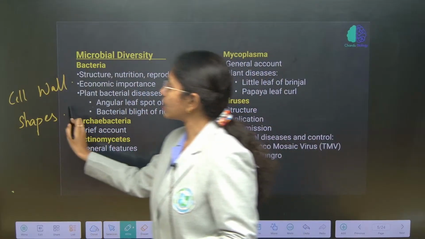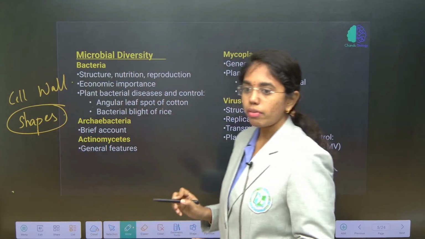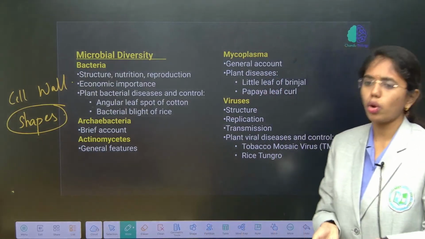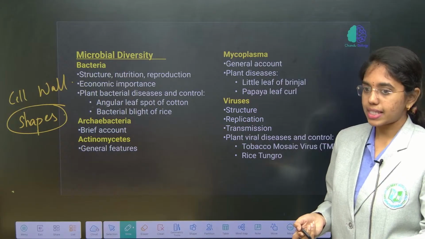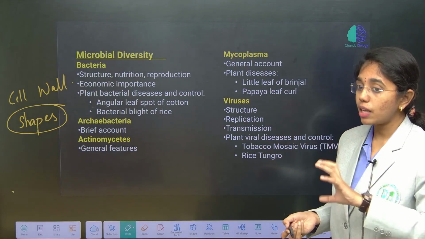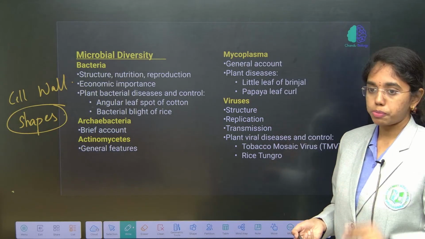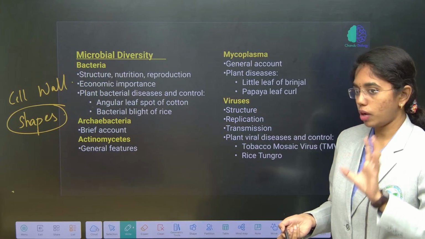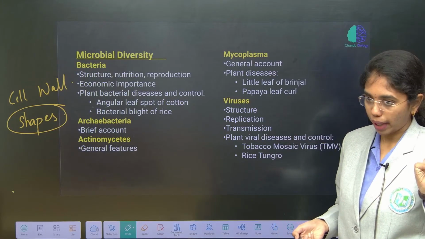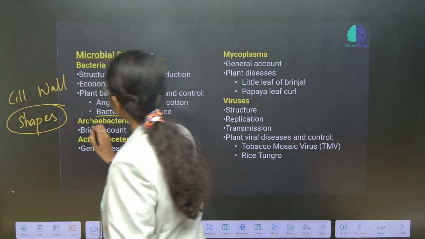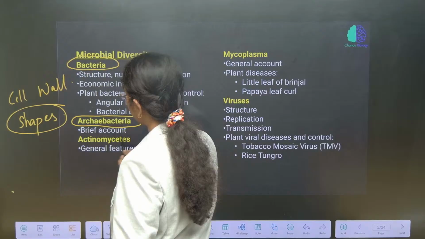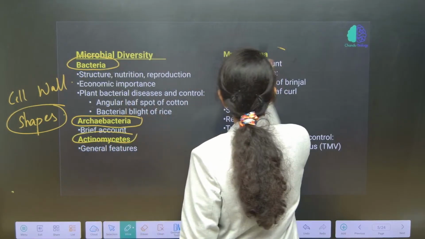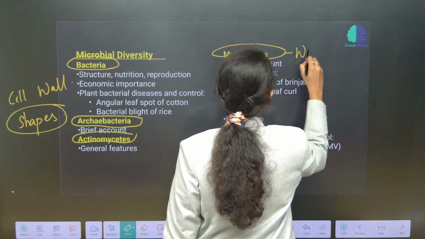If we see classification according to the shape, we have different classifications like cocci bacteria, Vibrio, Spirillum, rod-like, bacilli as such. But based on their cell wall structure, presence or absence of cell wall, composition of cell wall, we have four different types of bacteria. Here you can see first is Archaebacteria, followed by Eubacteria, and then Actinomycetes, and then Mycoplasma. These are wall-less bacteria.